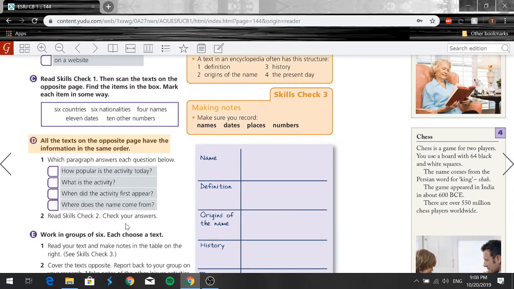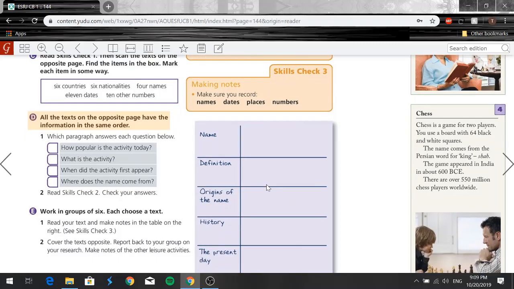Right, before we move on, here we have skills check 3, making notes. So when you want to take notes, especially if you're at home, if you have a little bit more time, I know that it can get really tough writing notes during a lecture. This is one of the many ways that you can do it.